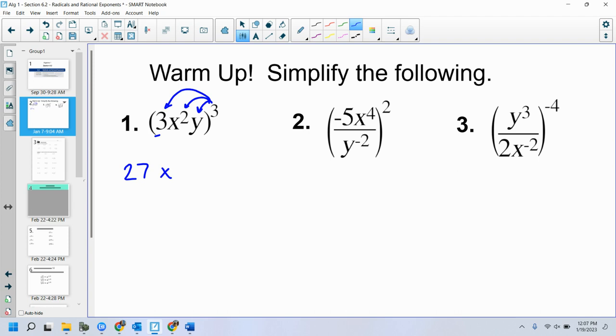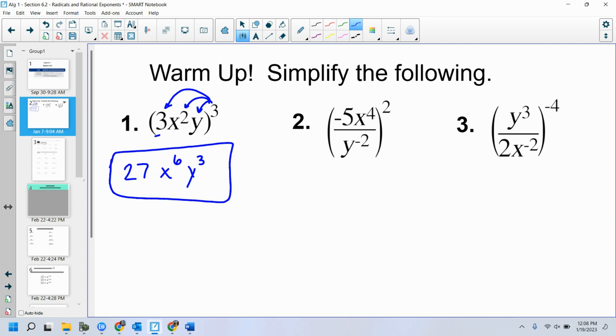What is x squared to the 3rd? Good. And then we have a y to the 3rd. Are there any negative exponents? Nope. Are there any 0 exponents? Nope. Are there any double x's or double y's or anything like that? Nope. So we're done. That's fully simplified.